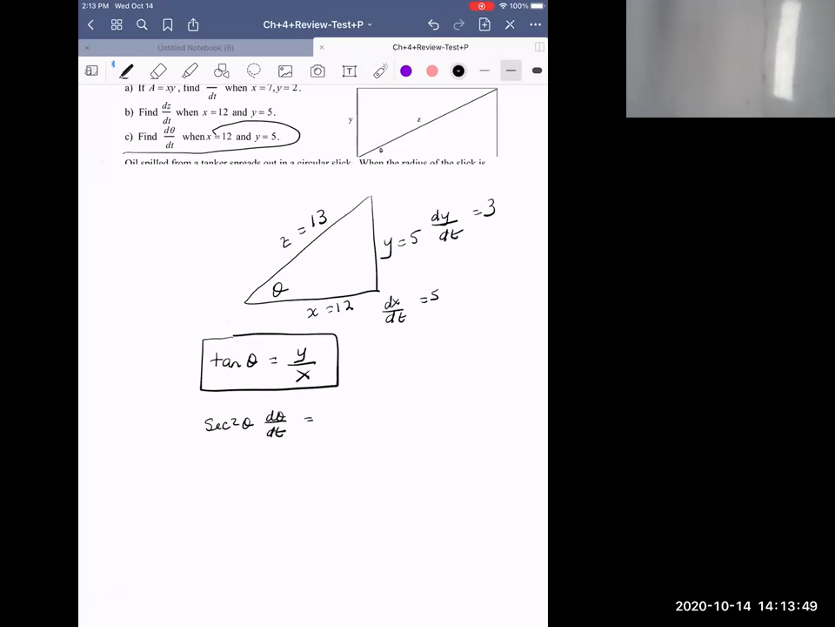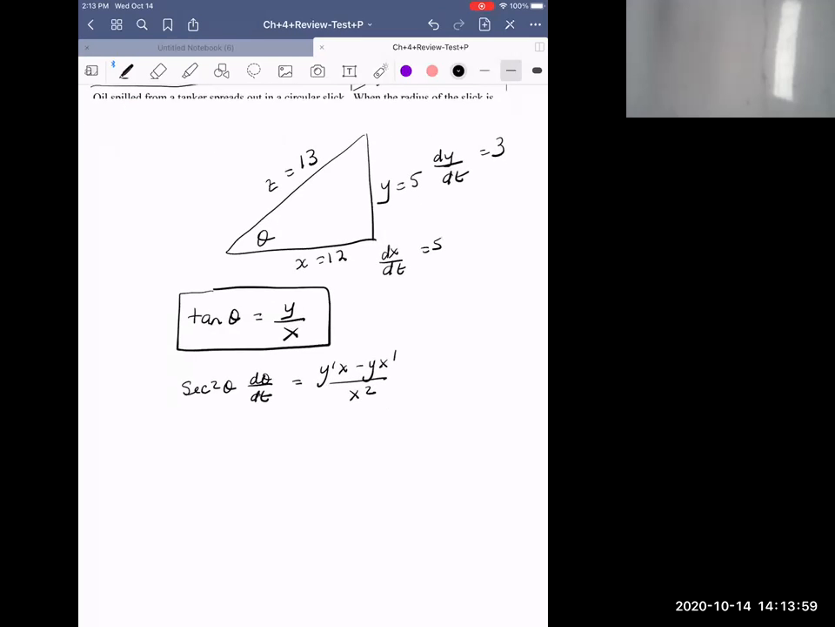And on the right, we've got to use the quotient rule. So we're going to have derivative of the top times the bottom minus top times derivative of the bottom over bottom squared. And if I multiply both sides by the reciprocal of the secant squared, well, that's just the cosine squared. So I can isolate d theta/dt and say it's (y' x minus y x') over x squared times the cosine squared of theta.